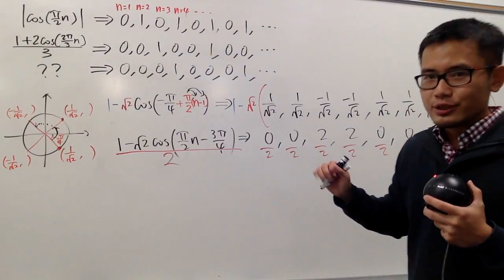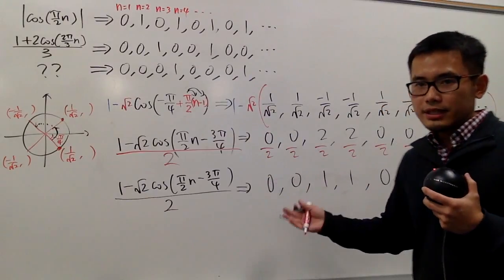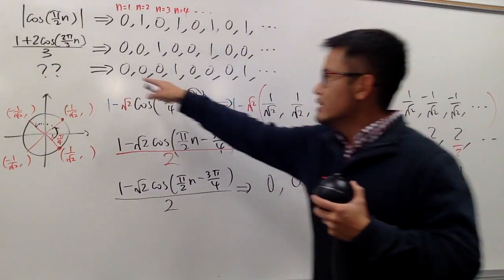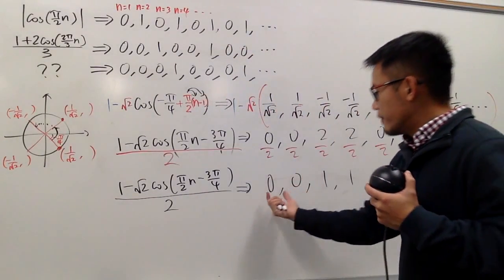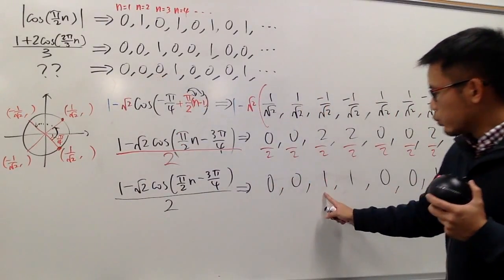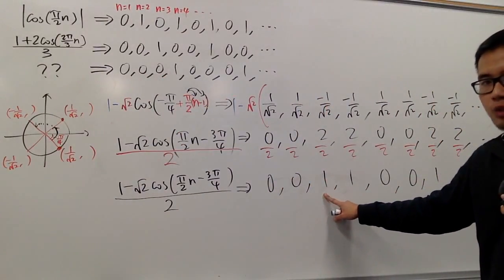If you would like, let's just write this down again. So, okay, so this is what we have. And this is what we did last time. And this is what we want. The first two 0s match. That's great. But I want to kill this one, right? I want to kill this one.